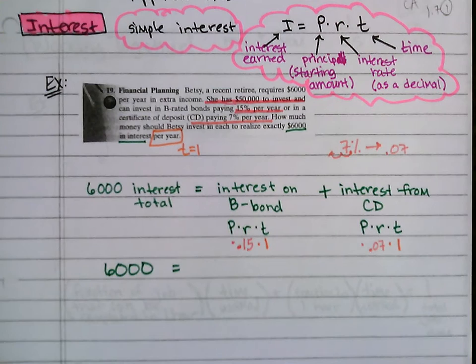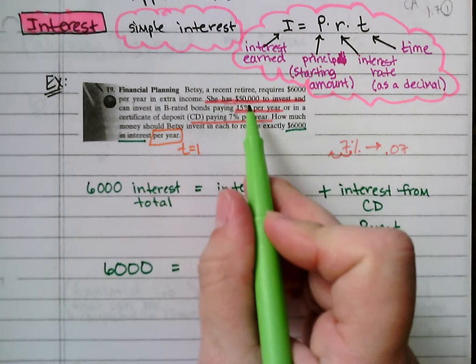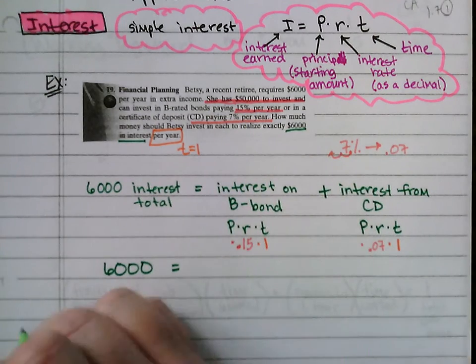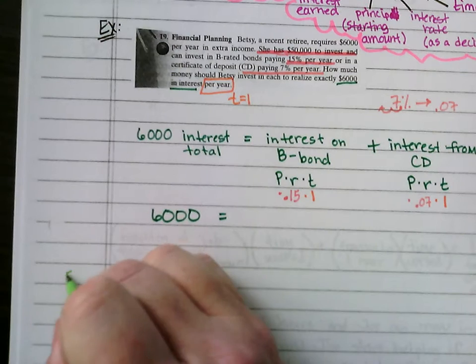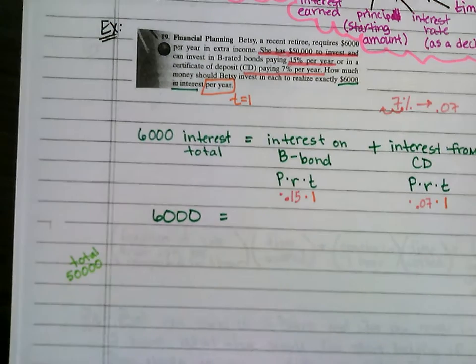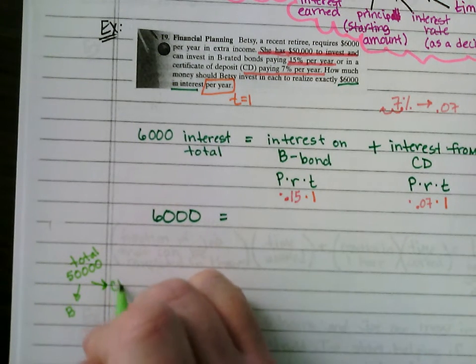So we need to figure out the amount that she's going to have in B bonds and the amount she's going to have in CDs. So let's take a little side trip and we'll figure that out. So I know she has $50,000 total. How about over in the margin? She has $50,000 total. And she's going to put some of that in B bonds, some of that in CDs.